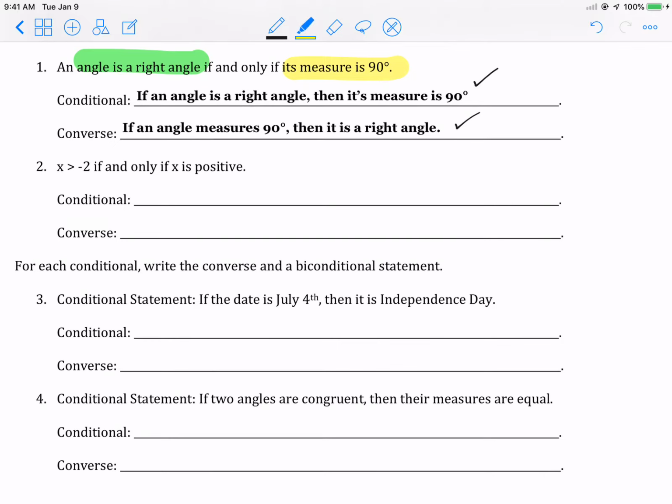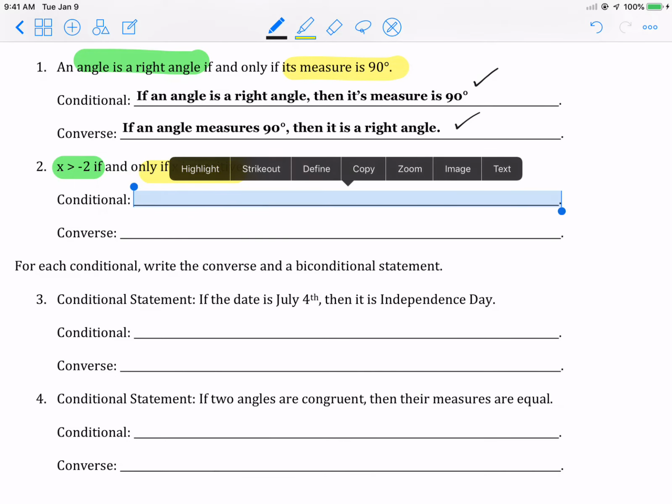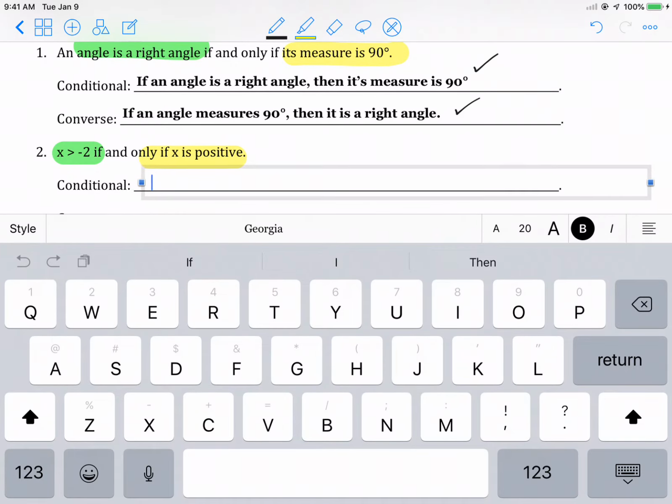Okay, let's look at our next one. Again, we want to take this biconditional statement and break it down into its pieces. Again, I want the text because my handwriting has been atrocious on this thing. So it's kind of a smaller sentence.